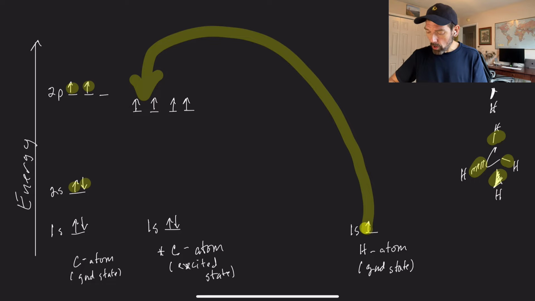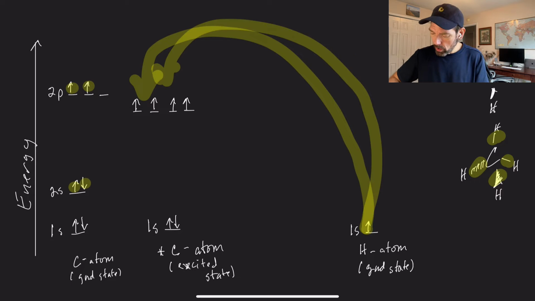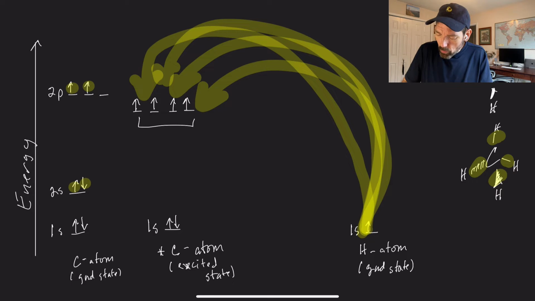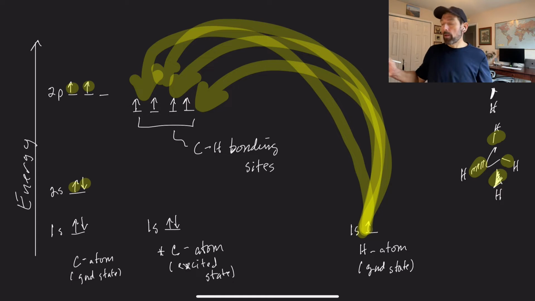And so now that's 1, 2, 3, 4. So all 4 of them, right, one is going into each of those spaces. So if we think about it, then this right here would represent our carbon hydrogen bonding sites. Okay.